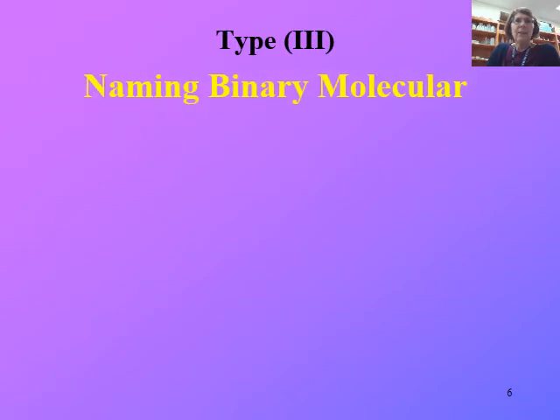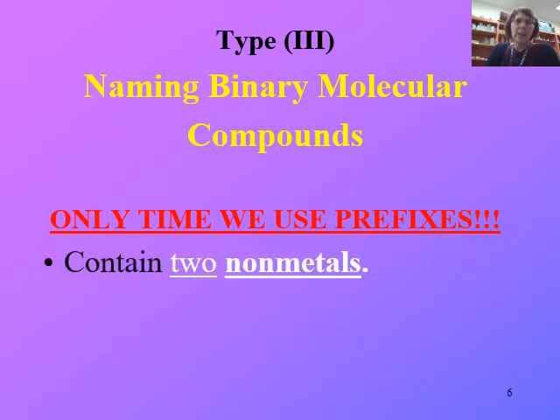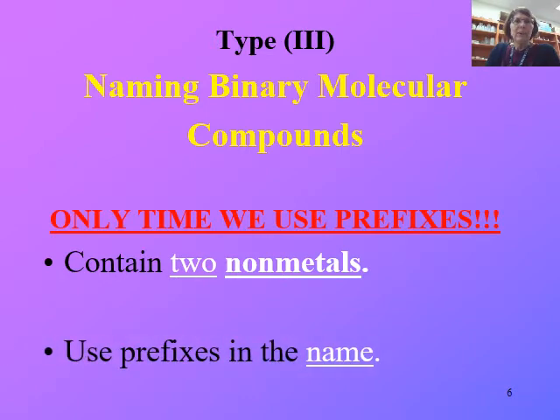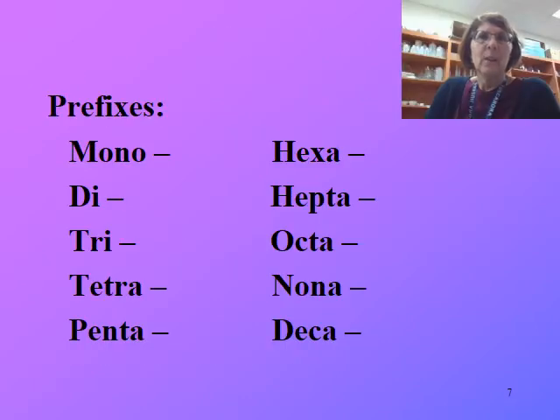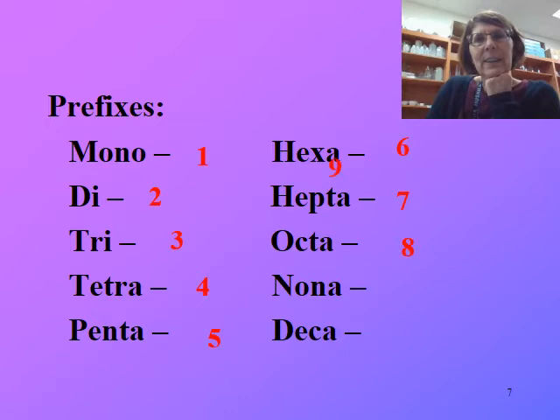So our type 3, we're going to name binary molecular compounds. This is the only time we're going to use prefixes as far as naming compounds, so don't use them any other time. It contains 2 nonmetals. We use prefixes in the name. So mono is 1, and you should know these by heart: di is 2, tri is 3, tetra is 4, penta is 5, hexa is 6, hepta is 7, octa is 8, nona is 9, and deca is 10.